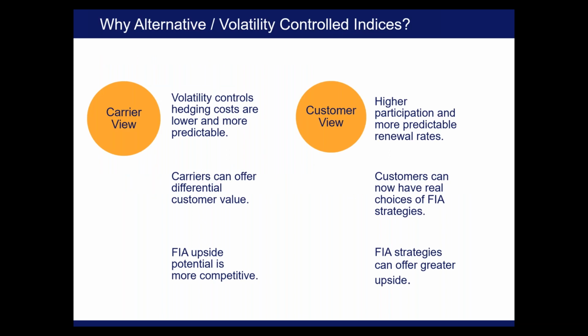So let's look at 2 perspectives, the carrier and the customer. Lower hedging costs on the carrier side translate into the chance for a higher participation rate and stable renewals for the customer. More indices in the marketplace allow carriers to differentiate and give customers more strategy choices. And greater potential upside also gives fixed index annuities a stronger position in the market at large.